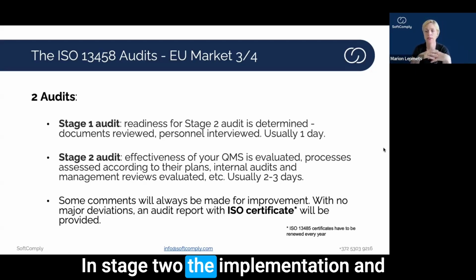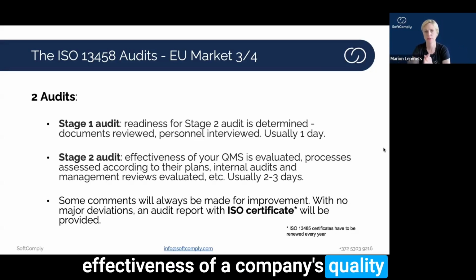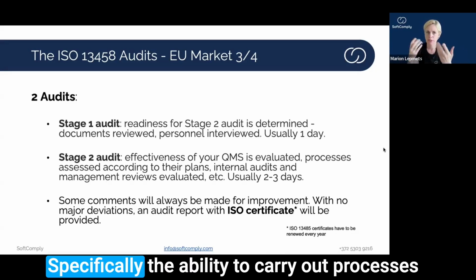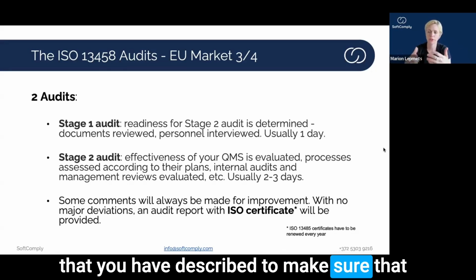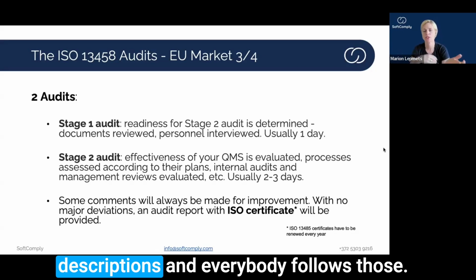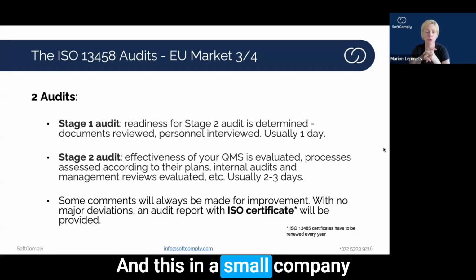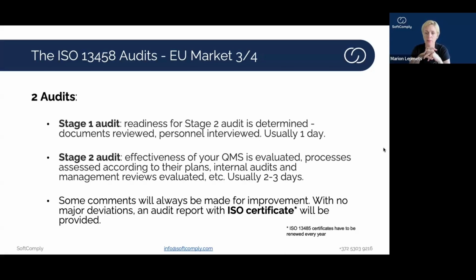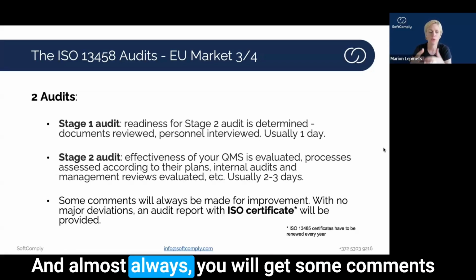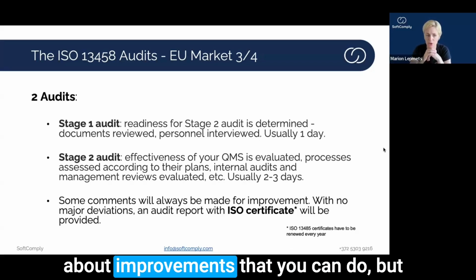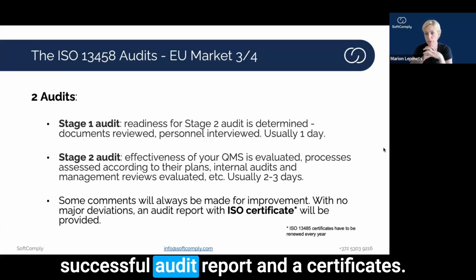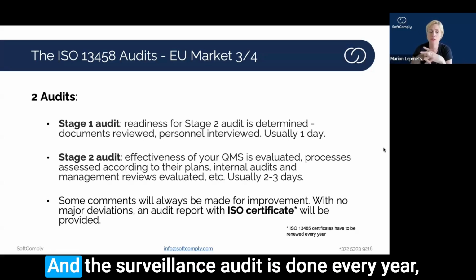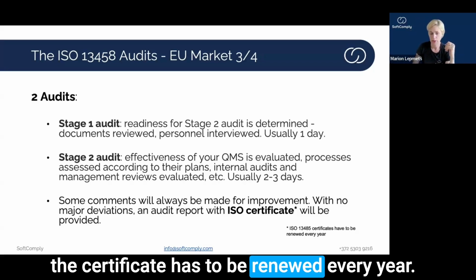In stage 2, the implementation and effectiveness of your company's quality management system is evaluated. Specifically, the ability to carry out the processes that you have described, to make sure that everybody knows that there are process descriptions and everybody follows those. And this in a small company takes 2 to 3 days. But it depends, of course. And almost always you will get some comments about improvements that you can make, but with no major deviations, you will receive a successful audit report and ISO certificates. And the surveillance audit is done every year. The certificate has to be renewed every year.